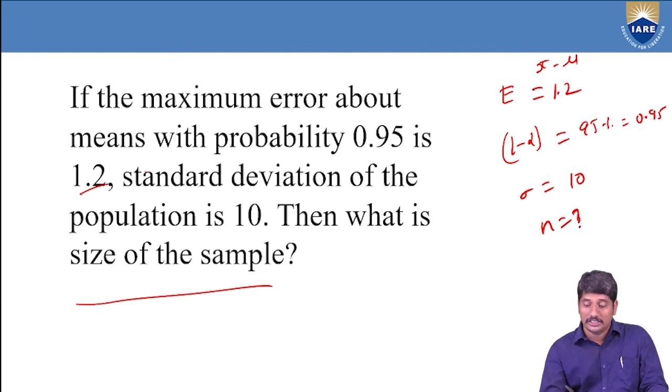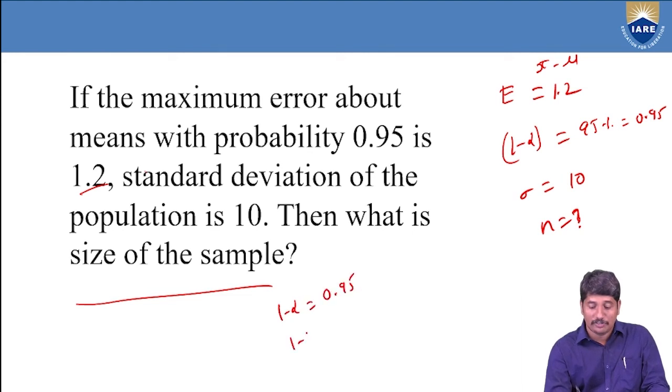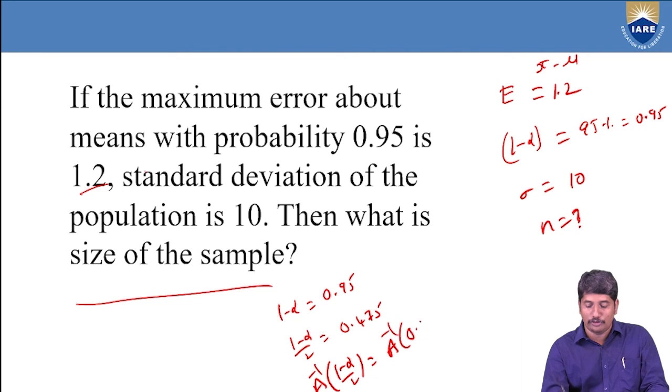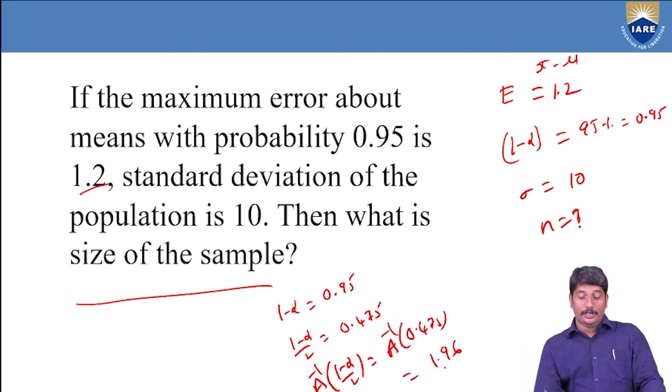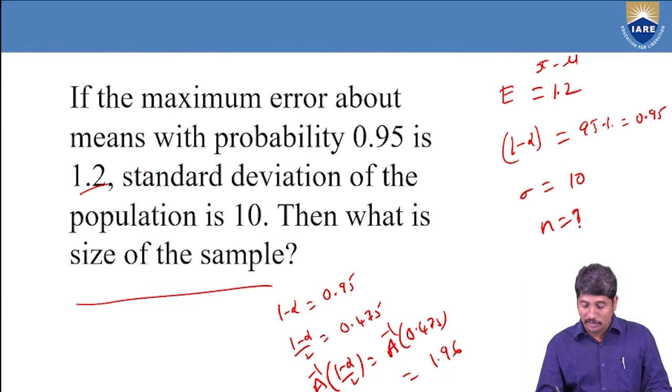So let us see how we will handle this problem. First, we have 1 minus alpha as 0.95. That means 1 minus alpha by 2 will be 0.475. A inverse of 1 minus alpha by 2 will be A inverse of 0.475, that is equal to 1.96. So what do we get? We get Z alpha by 2 is equal to 1.96.